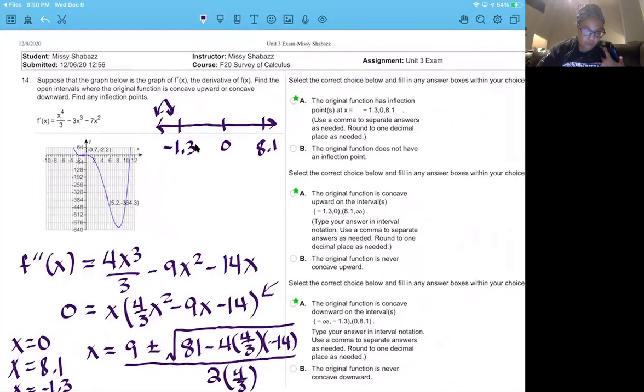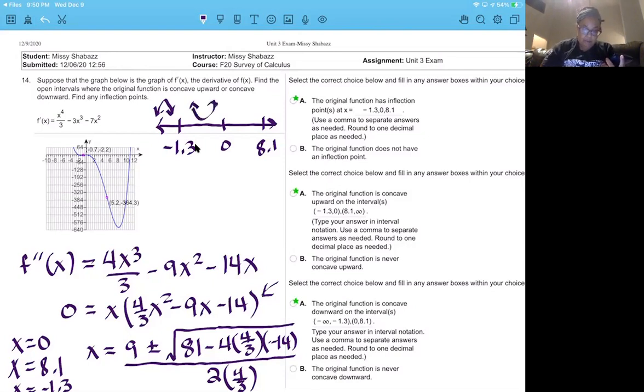Now, if we look between -1.3 and 0, let's say -1. So I have a 4/3 plus 9 minus 14. That gives me a negative number times a negative number. That gives me a positive number, so that is concave up.